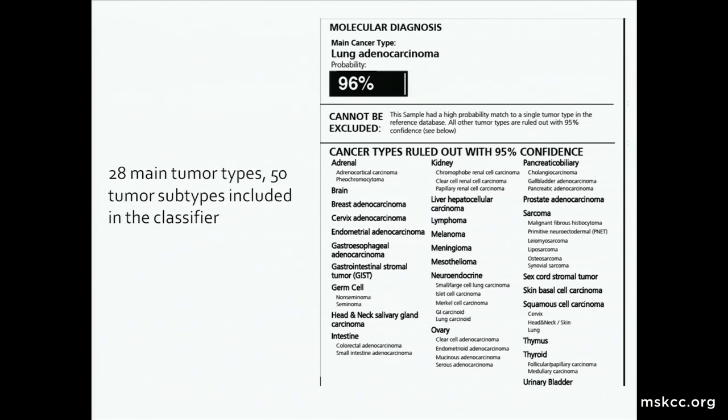And this is the type of report that you get. At the top, you get your main cancer type, the one where you have the highest probability that your tumor matches to. Then here at the bottom, you have the cancer types that are ruled out with 95% confidence. And if there's some ambiguity, if there are some tumor types that are not ruled out, but are not the ones with the highest probability, then they're listed here as cannot be excluded.